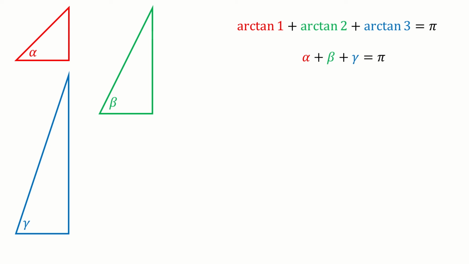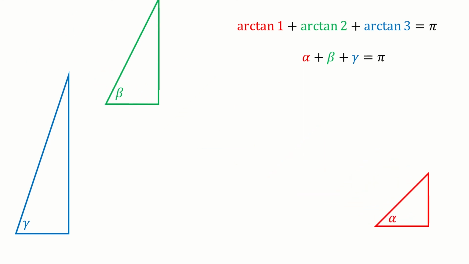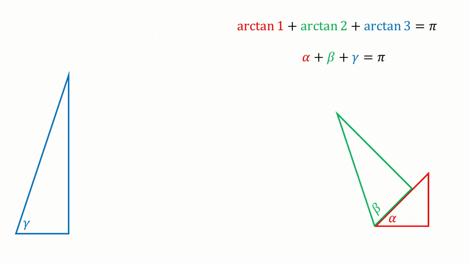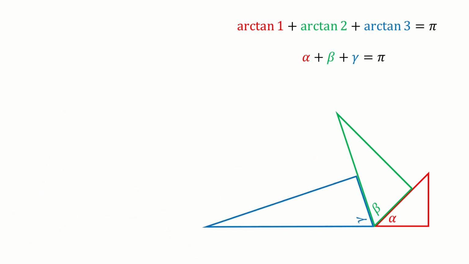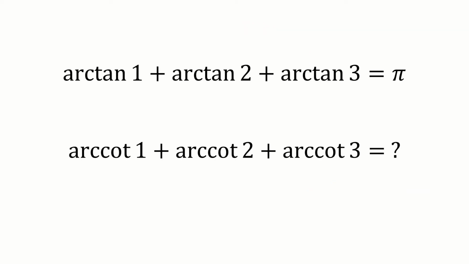Now we use an animation to demonstrate this equation. So here is the angle alpha, here is the angle beta, and here is the angle gamma. You can see from the animation, the sum of alpha plus beta plus gamma is very close to pi. So we have solved problem 1.